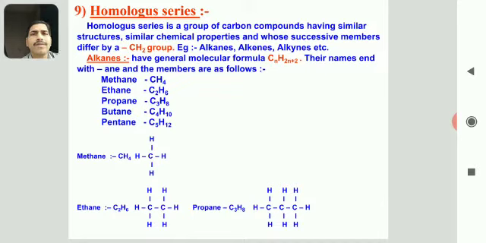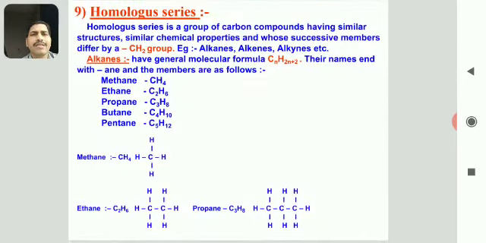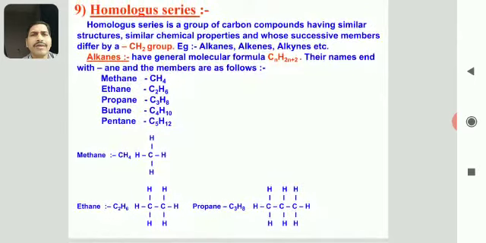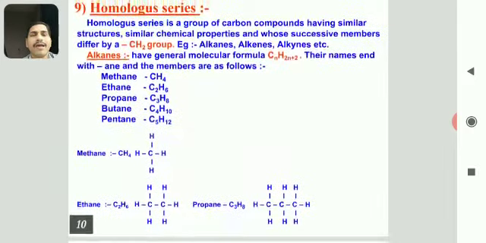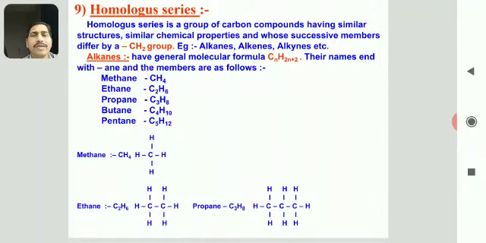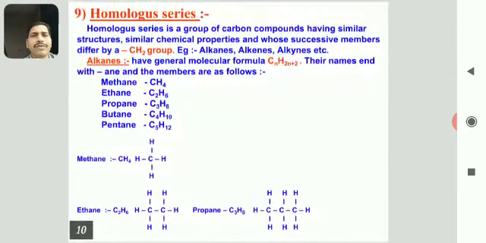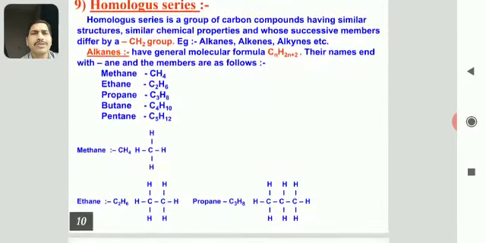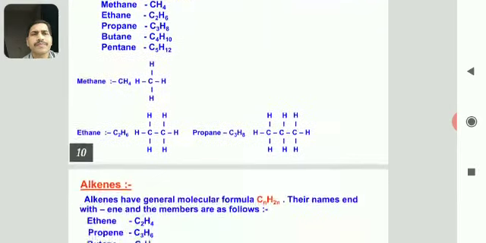In propane, C3H8 means the double of 3 carbon is 6, and 6 plus 2, 8 hydrogen atoms are there. And in butane, C4H10 means 4 carbon, double of 4 is 8, so 8 hydrogen atoms plus 2, so 10 hydrogen atoms are there. So the general formula for alkane is CnH2n+2.